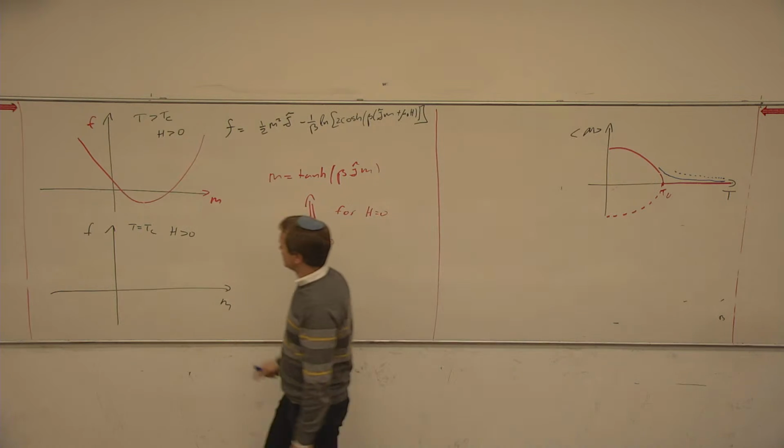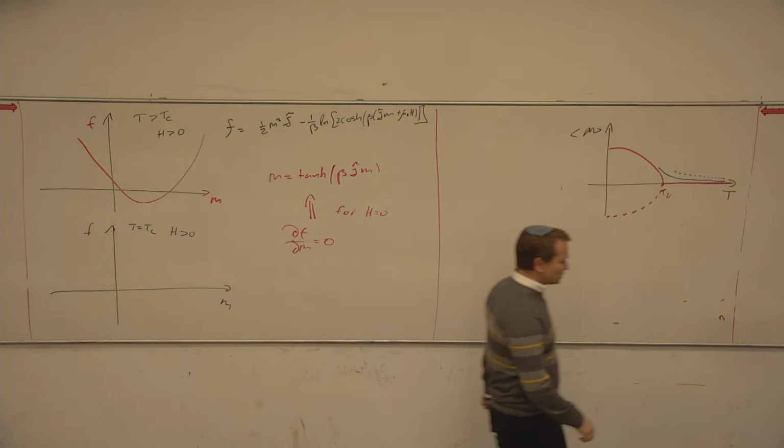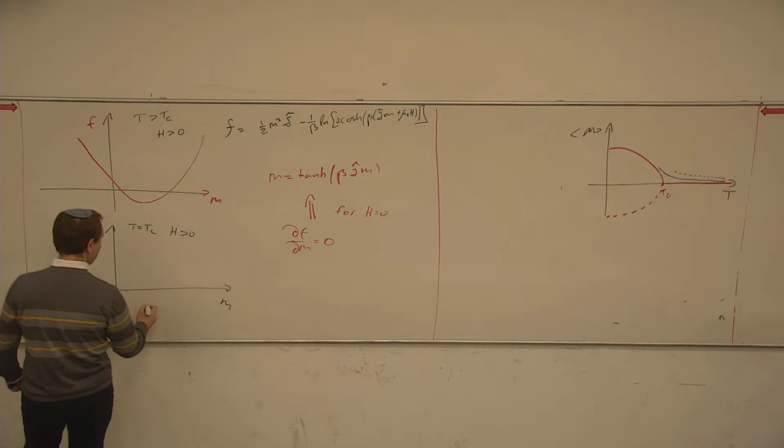So what starts to happen over here when we are getting closer to Tc? As I told you, there is still some minima over here.